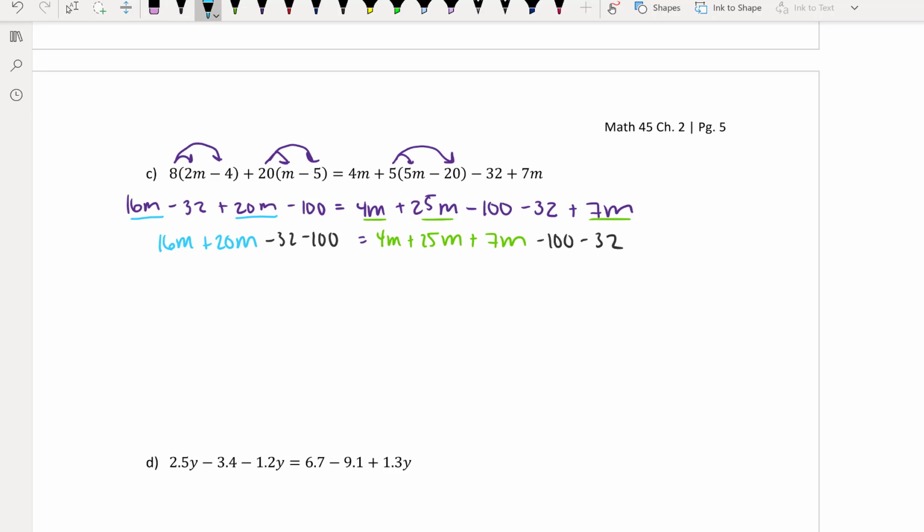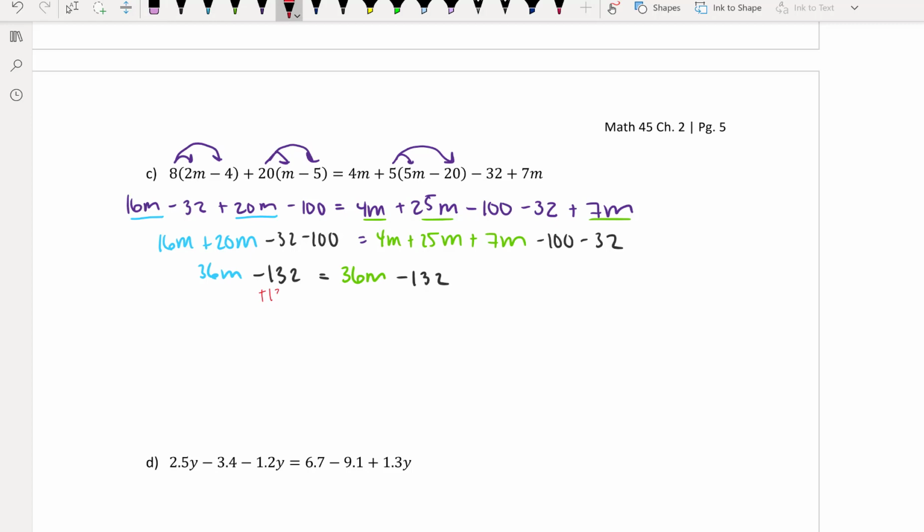So combining like terms, I have 16m plus my 20m. That's going to give me 36m. I also have negative 32 and negative 100, which give me a negative 132. Now I have 4m plus 25m plus 7m, so when I combine all of those together, that gives me 36m. And again, I have negative 100 and negative 32, which is a negative 132. So now at this point, you can see that the left-hand side of the equation is the exact same as the right-hand side.